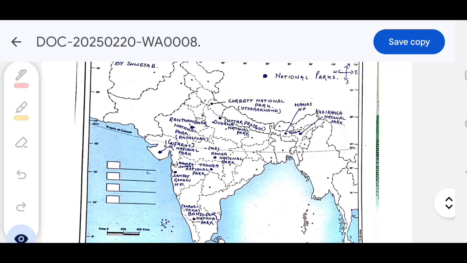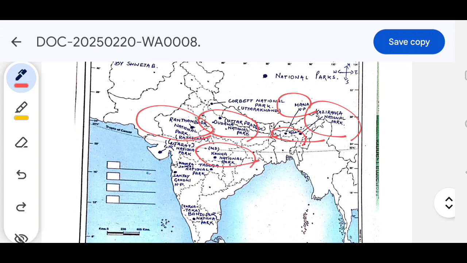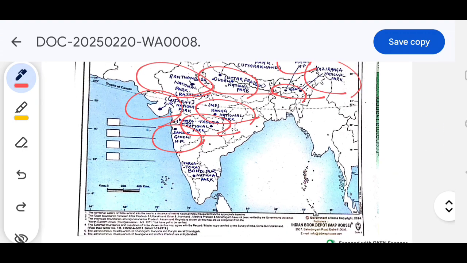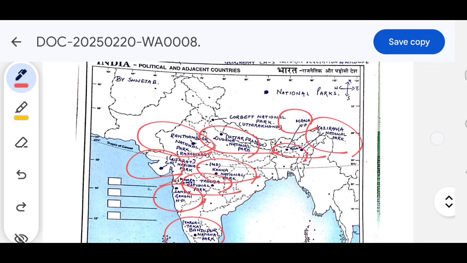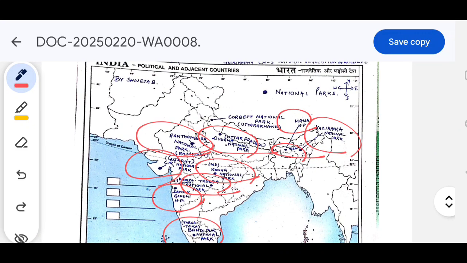Then we have the second thing, that is Ranthambore, which is in Rajasthan. Then we have Dudhwa National Park, which is in Uttar Pradesh. Then we have Manas and Kaziranga, that is in Assam. Then we have Kanha National Park, which is in Madhya Pradesh. Then we have Gir National Park, which is in Gujarat. Then we have two national parks, Sanjay Gandhi and Tadoba. These two are in Maharashtra. Then we have Bandipur National Park, which is in Karnataka. So these are certain important national parks which I have mentioned on this map. I hope it would be easy to learn from here.